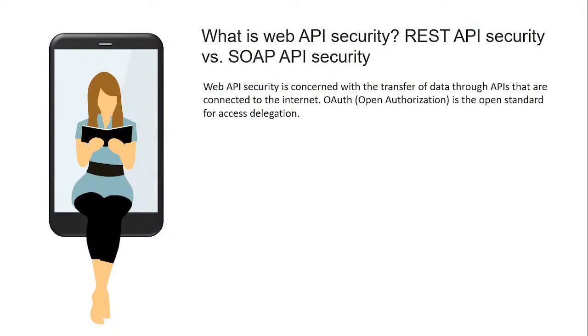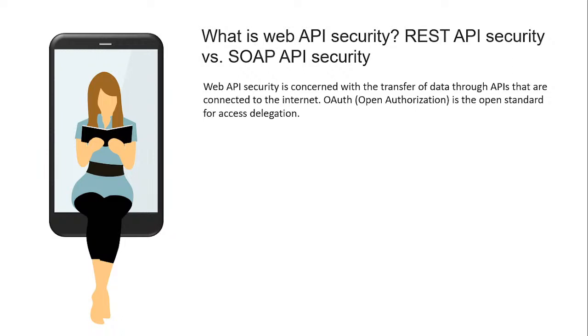So web API security is concerned with the transfer of data through API that are connected to the internet. OAuth, what we called open authorization, is the open standard for access delegation. It enables user to give third party access to web resources without having to share password. So OAuth is a technology standard that lets you share a video onto your social network with a single share button without asking for the password.